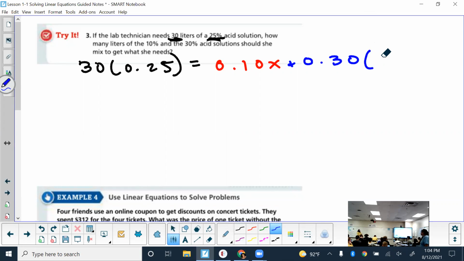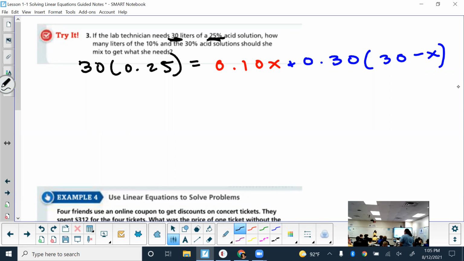Parentheses, 30 minus x. Where did this 30 come from? This one. The total liters that they needed, right? Because whatever we get for how many liters the 10% solution needs, we're subtracting it from the total solution. All right, does that make sense? So we know where those x's are coming from. Now we can start simplifying.